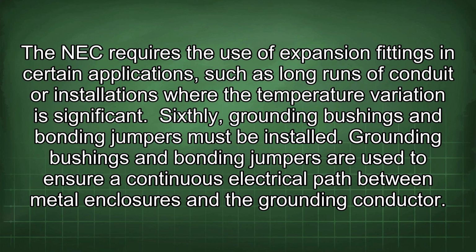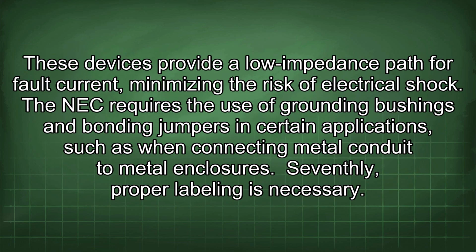Sixthly, grounding bushings and bonding jumpers must be installed. Grounding bushings and bonding jumpers are used to ensure a continuous electrical path between metal enclosures and the grounding conductor. These devices provide a low impedance path for fault current, minimizing the risk of electrical shock. The NEC requires the use of grounding bushings and bonding jumpers in certain applications, such as when connecting metal conduit to metal enclosures. Seventhly, proper labeling is necessary.